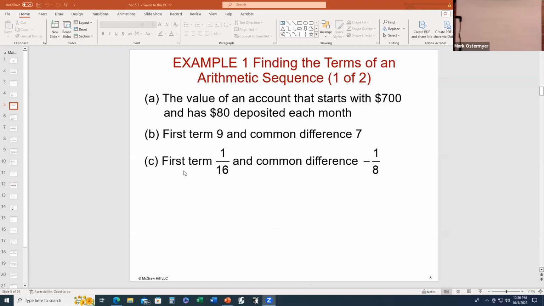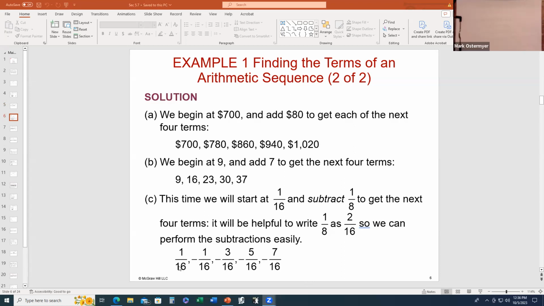Here's another example of an arithmetic sequence. The first term is 1/16, and the common difference is -1/8. We start off with 1/16, and then we move to the next term by adding the common difference, -1/8, which is the same as subtracting 1/8. And 1/16 minus 1/8 is the same thing as 1/16 minus 2/16. And you can see that you would get -1/16 as being your next term. -1/16 minus 1/8 more, or minus 2/16 more, is -3/16. Minus 1/8 more, or minus 2/16 more, is -5/16. And then subtracting off 1/8, or 2/16 more, you get -7/16. So that's an arithmetic sequence. Any questions about these arithmetic sequences?